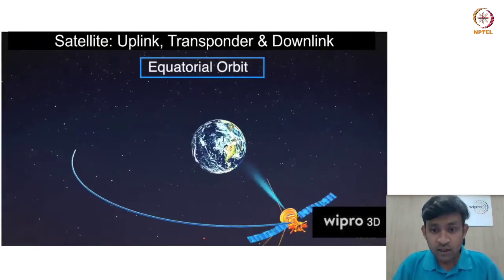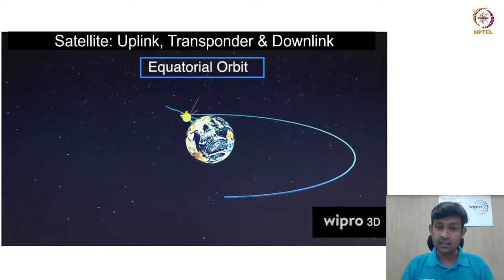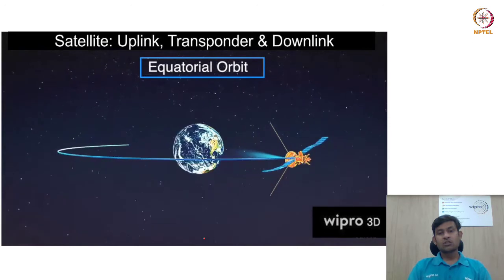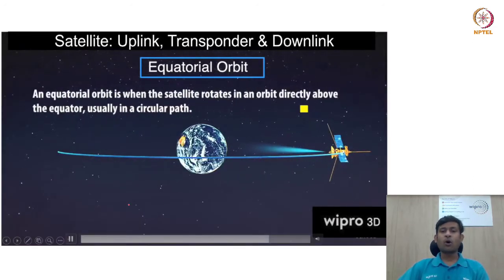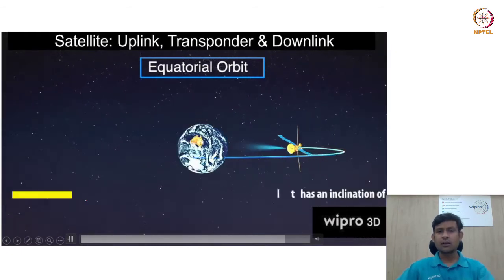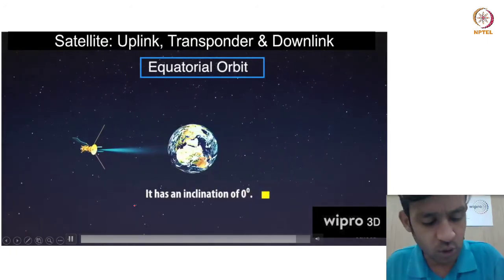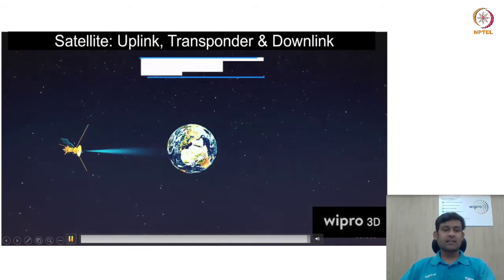So the satellite that we are talking about actually rotates in an equatorial orbit and its focus is largely over India. So this is how the satellite is continuously rotating in an orbit which is directly above the equator. Now the satellite that we are concerned about belongs to the equatorial orbit and it has an inclination of 0 degree to the equator. That is the reason it is called an equatorial orbit satellite.